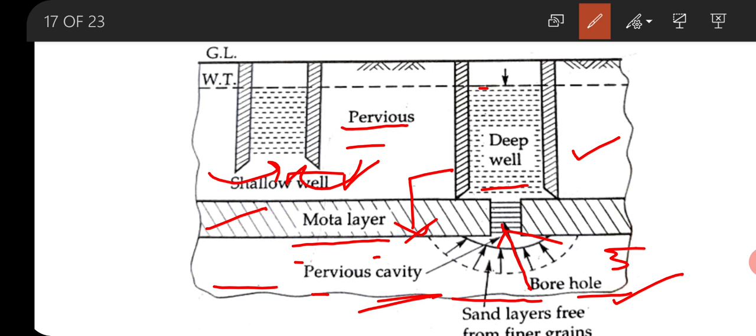And in case of shallow open well, as it draws water from the top water bearing strata, this is the topmost water bearing stratum from where the shallow well gets its supplies. So, this is liable to be contaminated by the rainwater. There are chances that rainwater can be mixed with this pervious stratum. But on the other hand, the water in a deep open well is not liable to be contaminated because there is a presence of impervious layer.